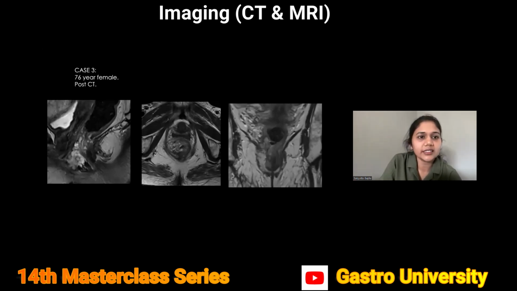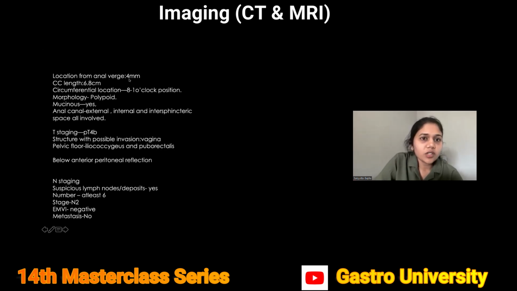This is a post-CT scan of a 76-year-old female, but here I have included this case just to show the mucinous component of the mass and to show the sphincter invasion. So from the anal verge, it's only 4 millimeter. Craniocaudal length is 6.8. The circumferential location, morphology is polypoid. The mucinous component is yes.